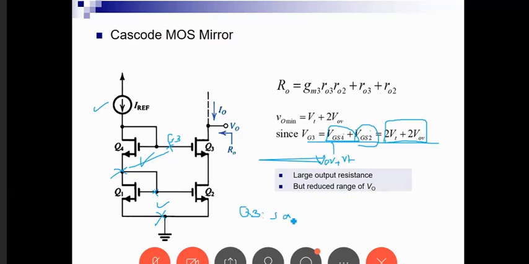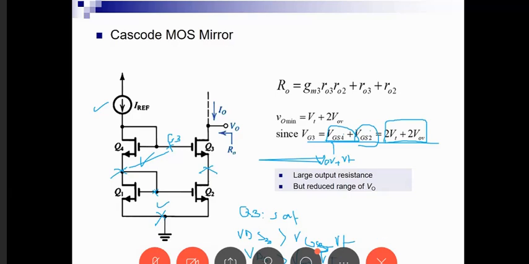Okay, so when we say that we want Q3 to be on set, this means that we want VDS3 to be greater than VGS3 minus VT. Okay, but since S is common, I can say that this translates to VD3 being greater than VG3 minus VT, because they have the same exponent.